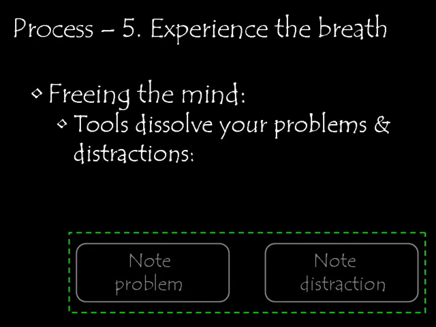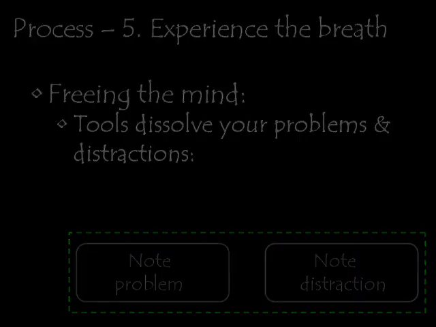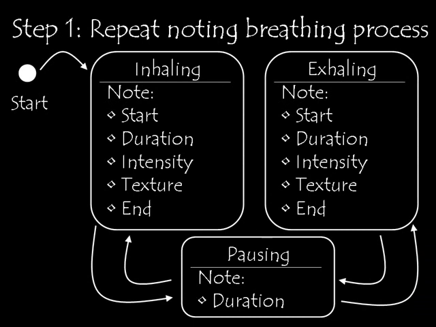As you liberally apply the attitude tools repeatedly, you are beginning to free the mind and dissolve those problems and distractions. This activity has 3 key steps. The first step is to repeat noting the breathing process. This step has 11 sub-steps.